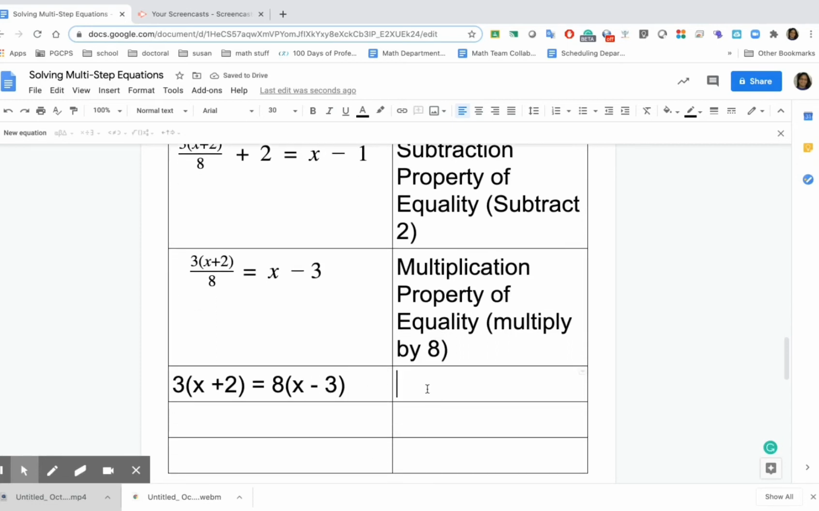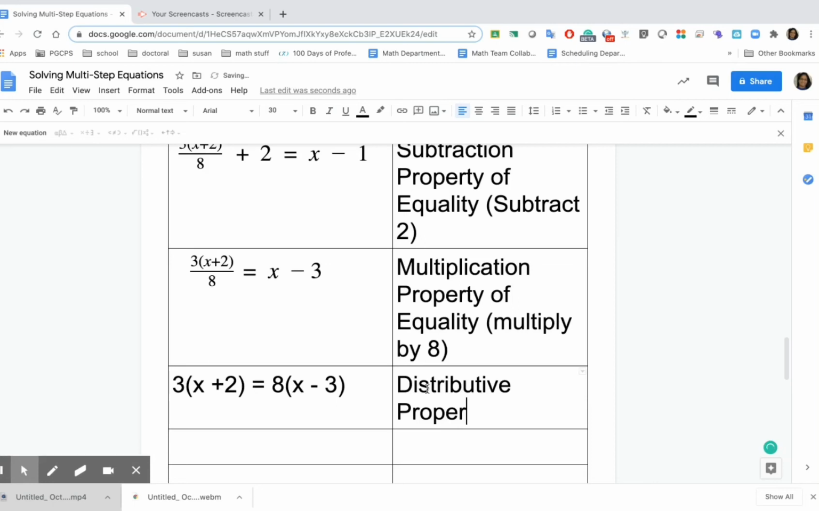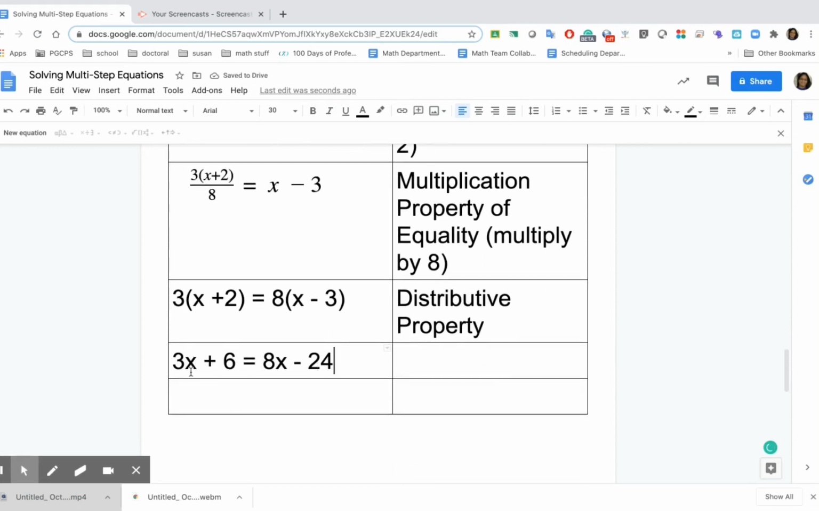To eliminate the grouping symbols, we can use the distributive property. So 3 will be multiplied to x and 2, and 8 will be multiplied to x and negative 3. So the left side of the equation will become 3x plus 6, and it's equal to the right side, 8x minus 24.